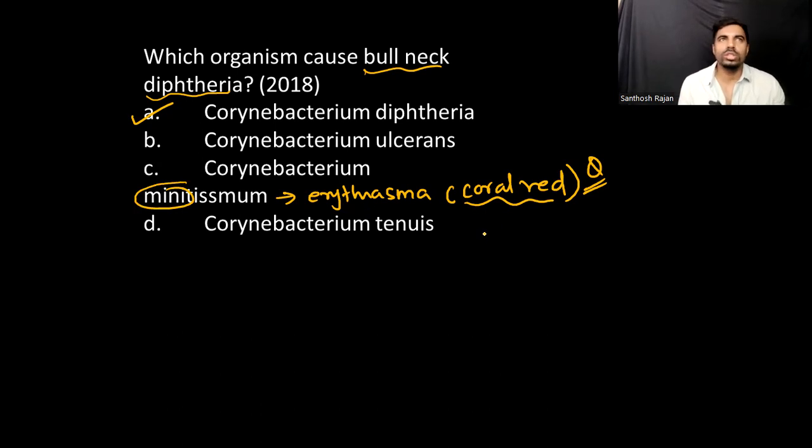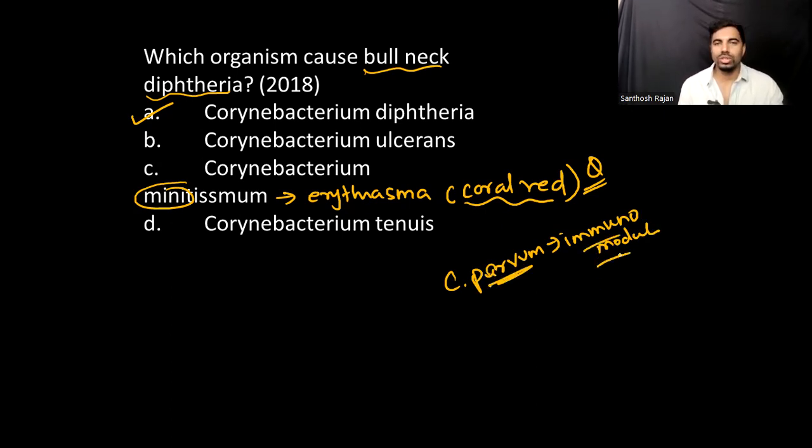One more question they might ask is about the immunomodulator, Corynebacterium parvum. I don't know how much they ask, but it used to be asked previously. Parvum is a type of immunomodulator. Remember, parvum, immunomodulator, not the virus parvo. Parvum is a good immunomodulator. That's it. So these are the things you should know in diphtheria. Okay, now let's go to the next question.